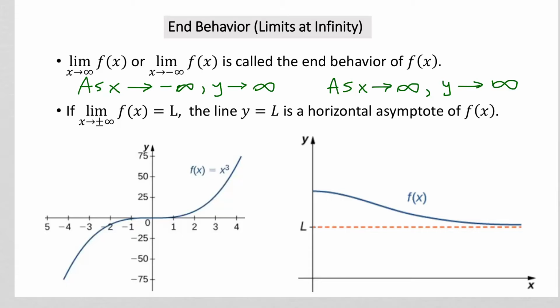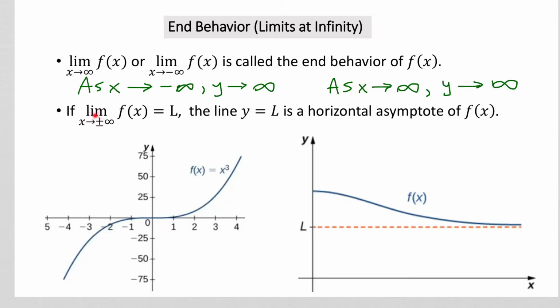Looking at this picture of this cubic function, it would have end behavior on the right approaching positive infinity. So the limit of f of x as x approaches positive infinity would be positive infinity. And on the left, the limit as x approaches negative infinity of f of x would be negative infinity. If it was an even function, your end behavior on both sides would be the same, either up, up, or down, down.